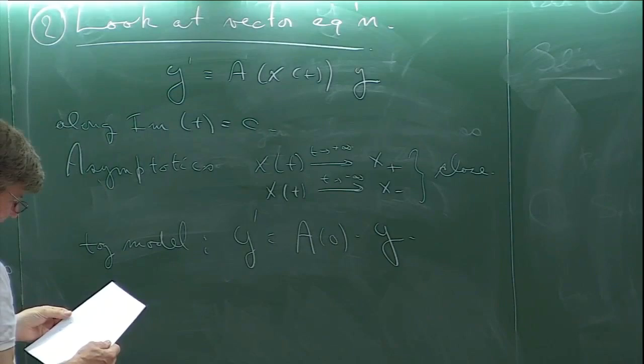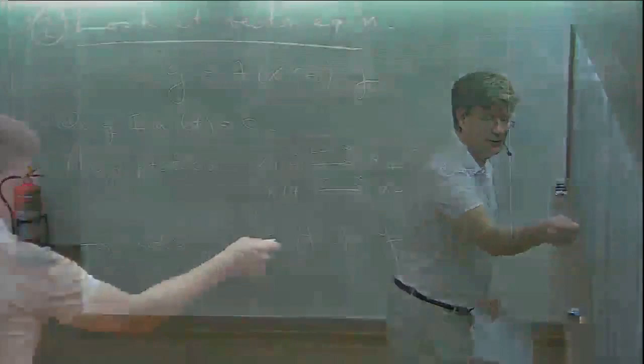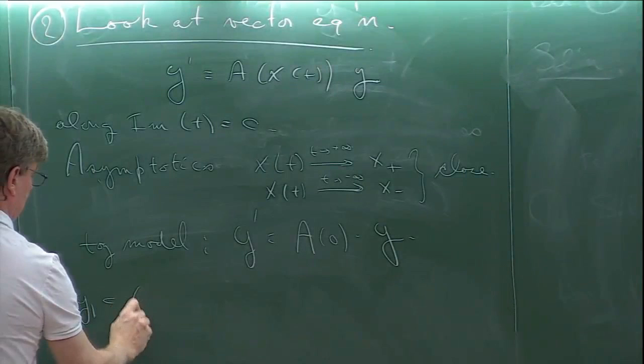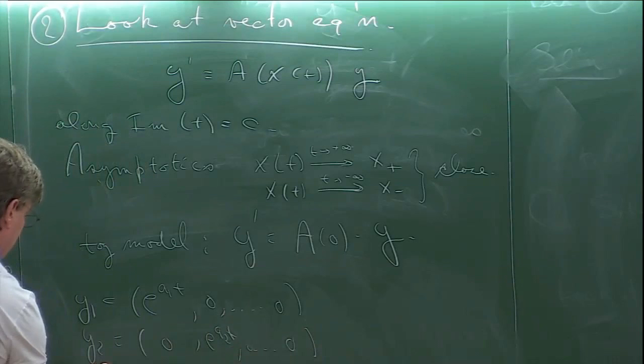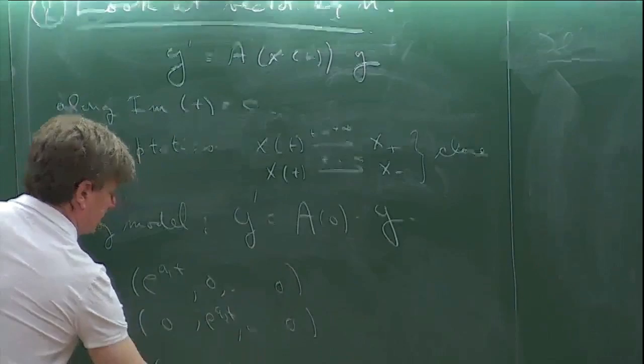And there you have a basis of solutions, right? It's very easy to solve. They're exponentials. So you get y1 equals, say, e to the a1 t, 0, 0. y2 equals 0, e to the a2 t, and yn equals 0, 0, e to the an t.